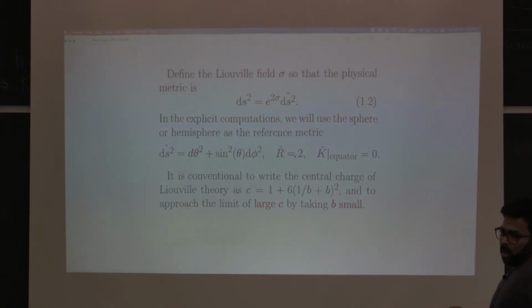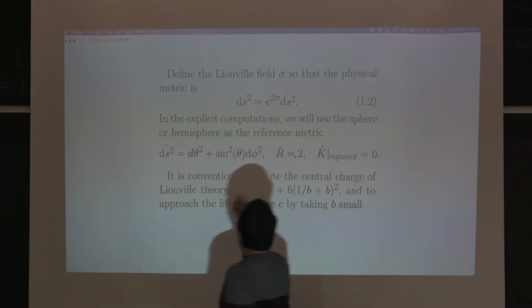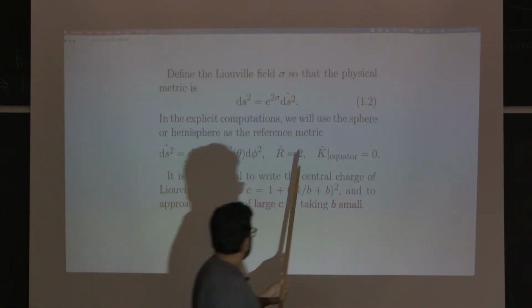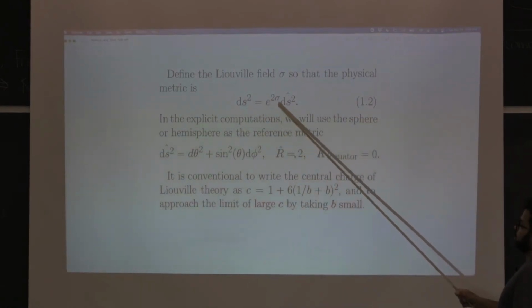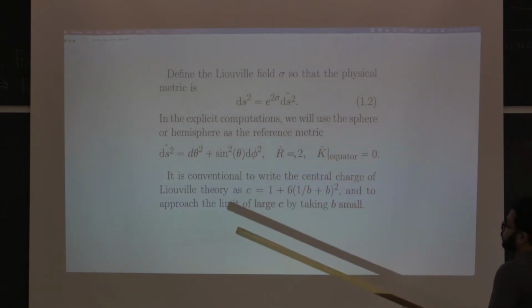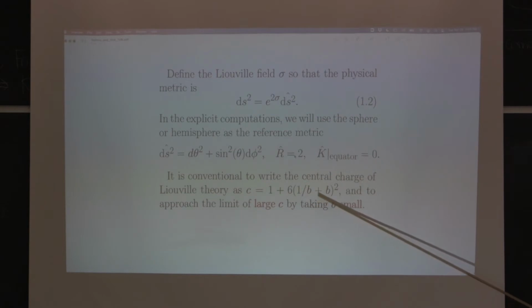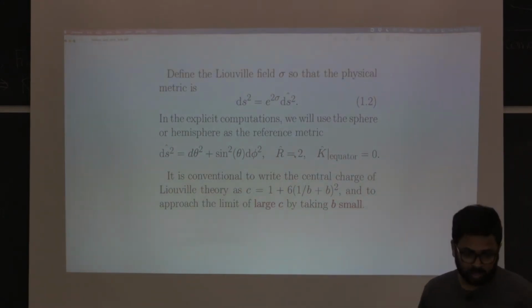This ds hat squared is just some fixed metric. Let's say it's just this sphere metric here. It has Ricci scalar 2. And Liouville theory is a theory of this field sigma. So your actual metric is e to the 2 sigma times this. The Liouville theory has a central charge, which is given by 1 plus 6 times (1 over b plus b squared). And you take large c, as I was saying, by taking b small. So b is small, c is large, and p is also large.